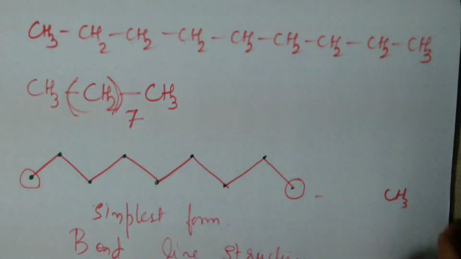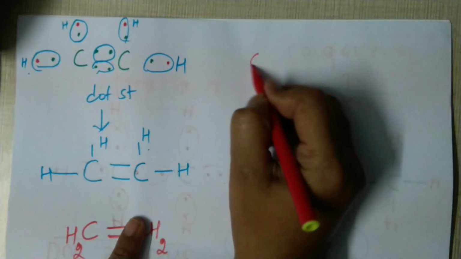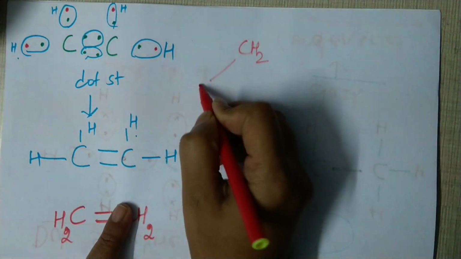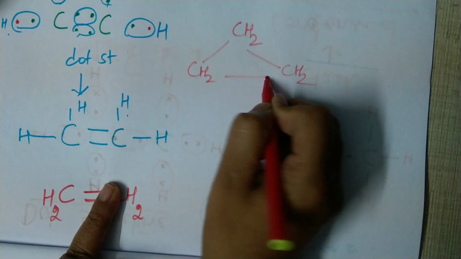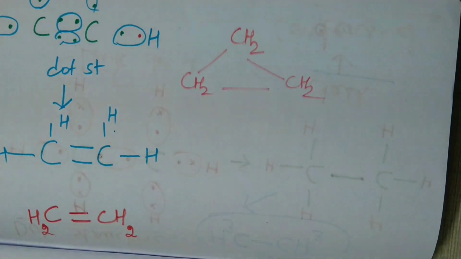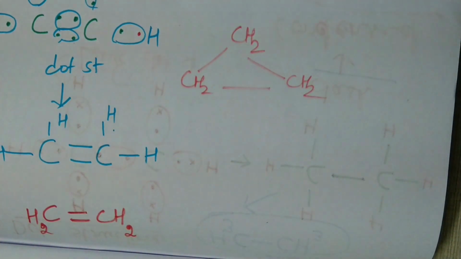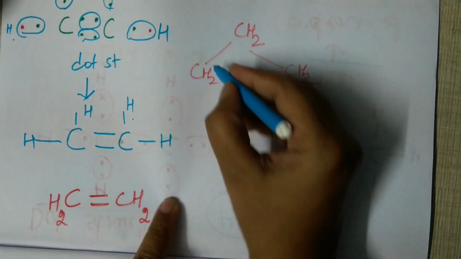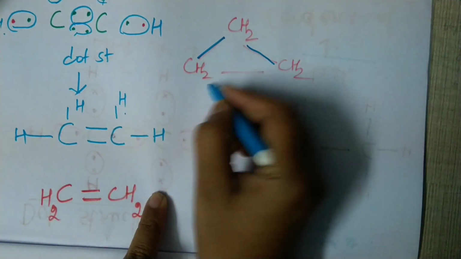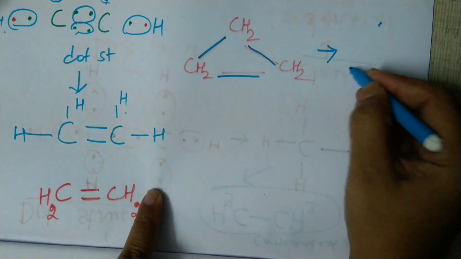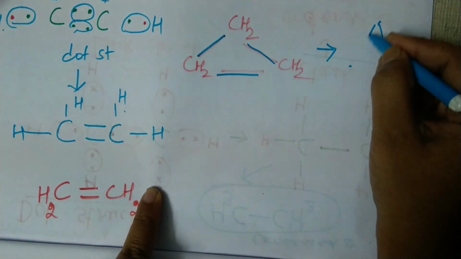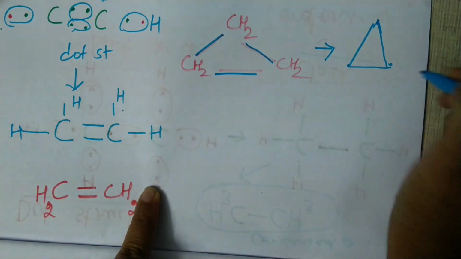I hope you have understood. Suppose I have a molecule like this, a closed molecule, a cyclic molecule, CH2 groups attached with each other like this. So can I condense this and write? Yes, 3 points. Join all the 3 points.